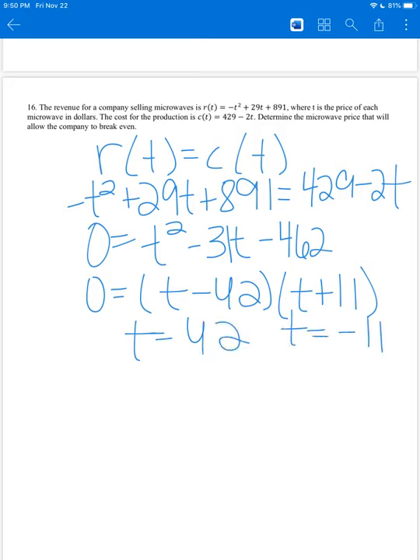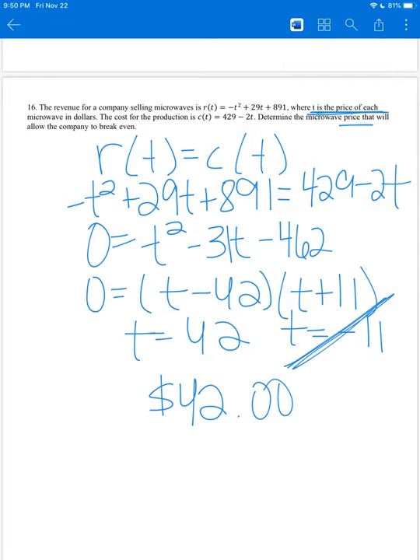The question, determine the microwave price that will allow it to break even. The price is the t value. So I don't have to plug anything back in, but also 42 would give me $42. Negative 11 would be negative $11. You're not going to charge someone a negative amount, so this gets crossed out. So your answer is $42 even. Will allow them to break even.